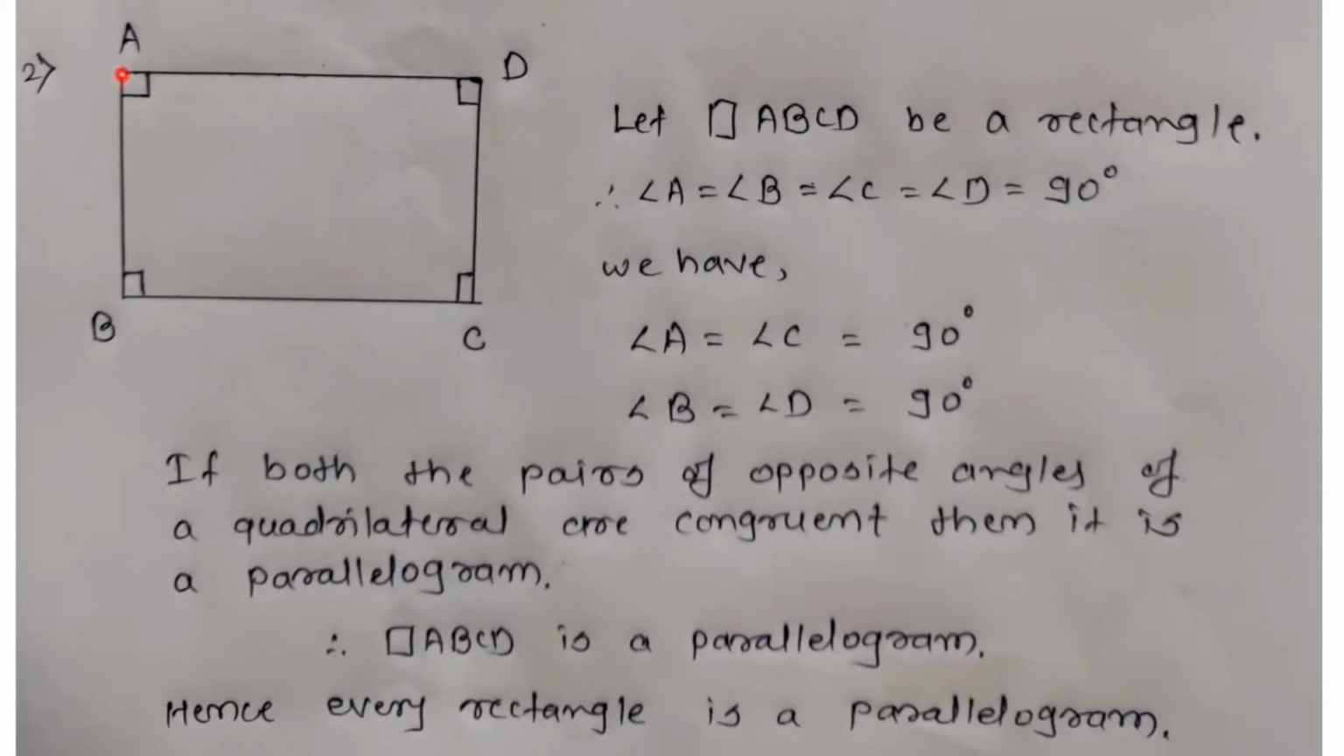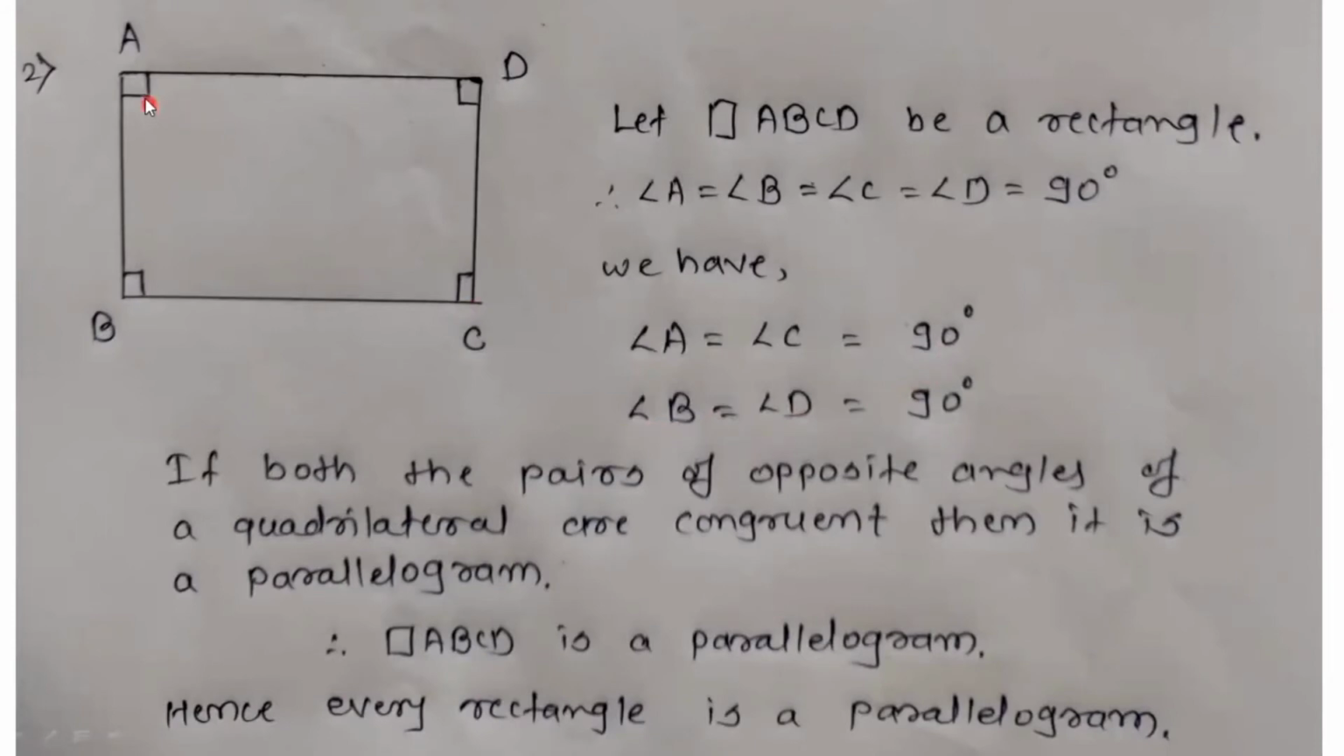So we'll start with quadrilateral ABCD is given to be a rectangle. That's why the measure of each of its angle will be 90 degree. That is measure angle A, measure angle B, measure angle C and measure angle D is equal to 90 degree. Now here we have each angle of this rectangle is 90 degree. That's why angle A is equal to angle C, that is equal to 90 degree, and angle B is equal to angle D is equal to 90 degree.